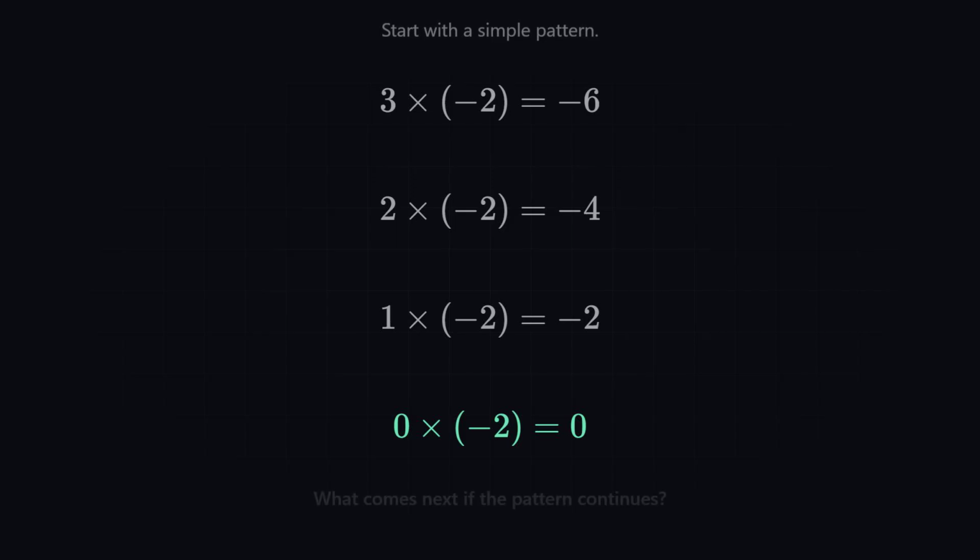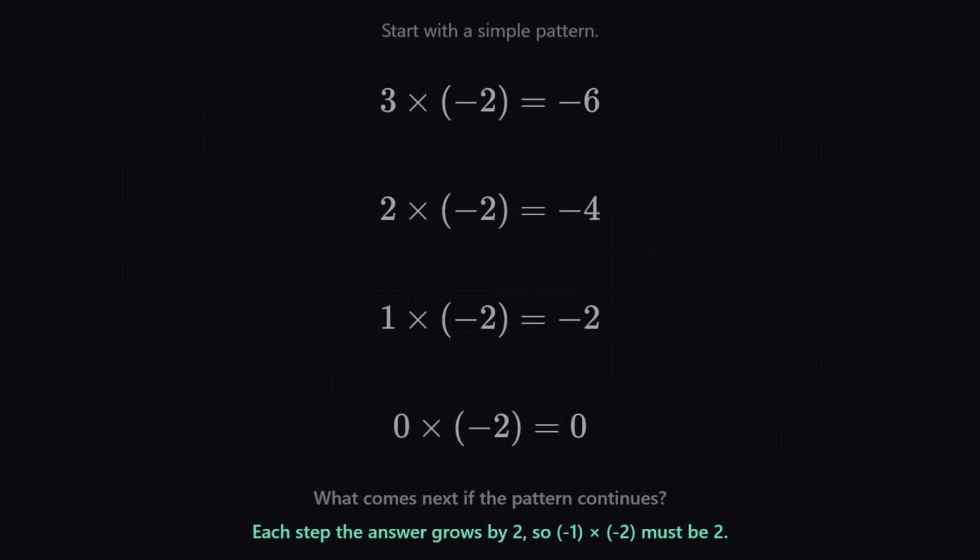So what comes next if the pattern just keeps going? Every step, the answer grew by 2. So negative 1 times negative 2 must land on positive 2.